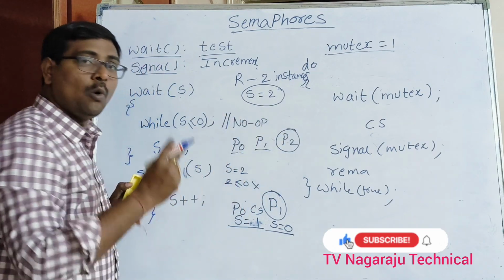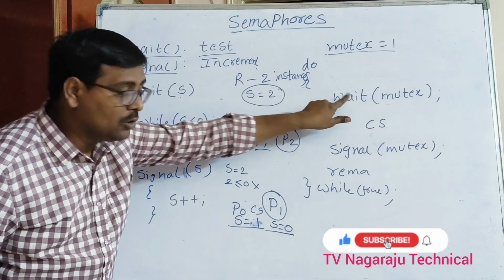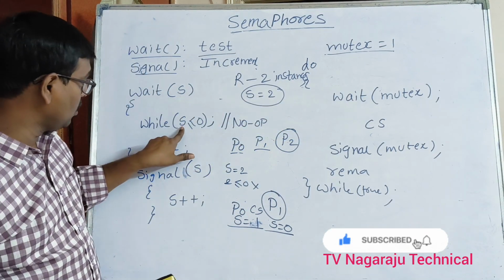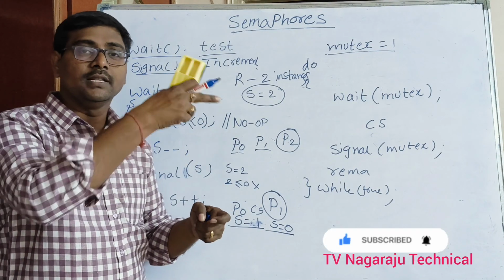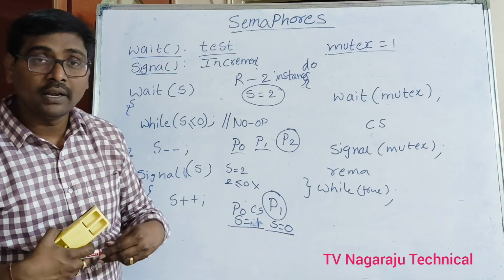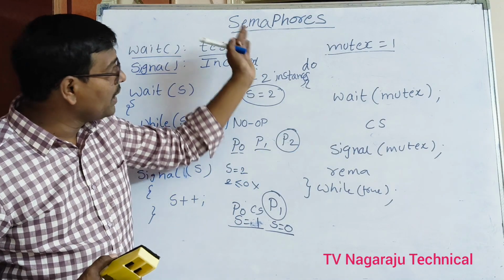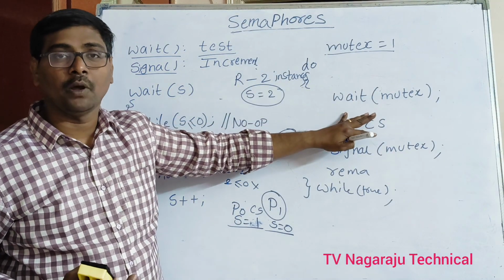If P2 wants to enter, it calls the same mutex. S value is equal to 0. 0 less than or equal to 0, the condition is true. Simply it is in the infinite loop. Now you got it? This way we are providing a solution to the synchronization problem.